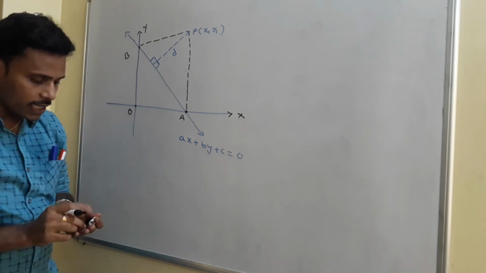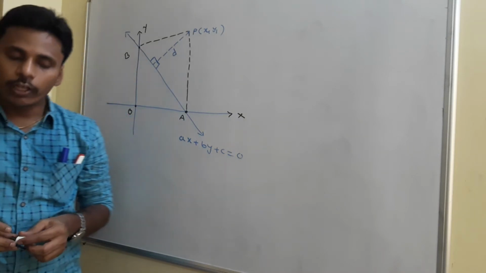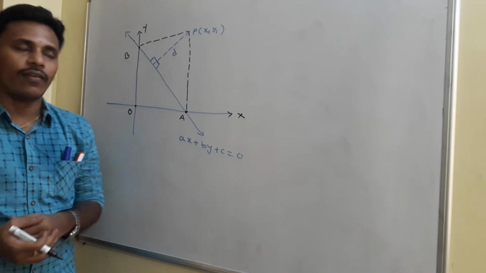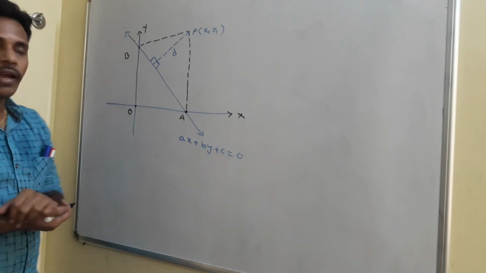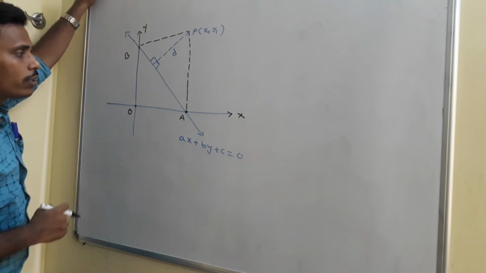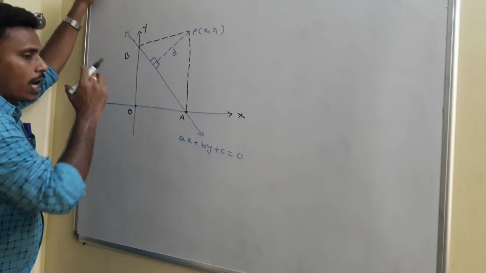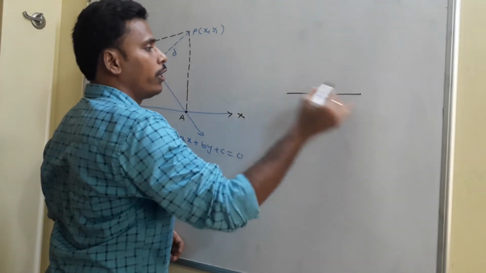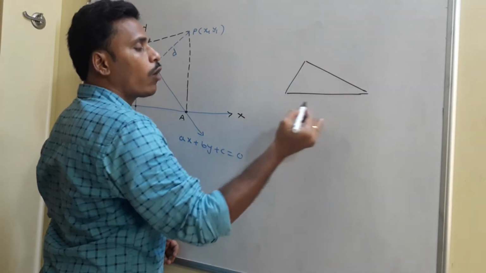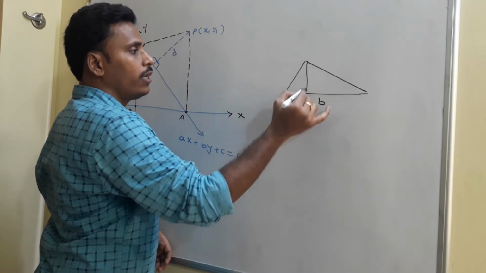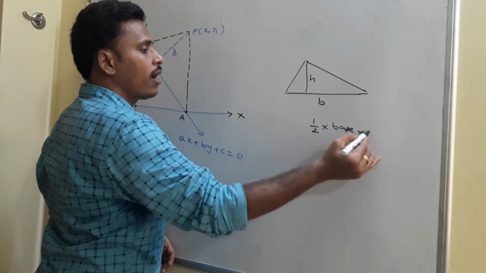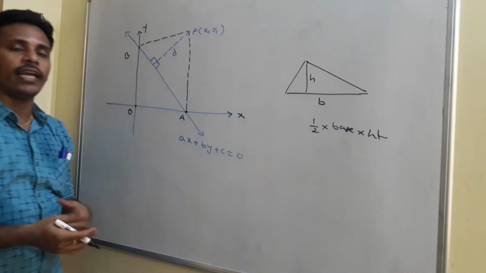So to find the distance d, I will calculate the area of the triangle ABP in two possible ways, and after that I will equalize those two values. At the end I will get the value of the distance d. Is it right? Have a look at this. One possible way is, for a triangle, the area is nothing but half base into height. I think you know it. If I have a triangle like this, and the base is b and the height is h, then the area is half base times the height, which is one usual way to find the area of a triangle.